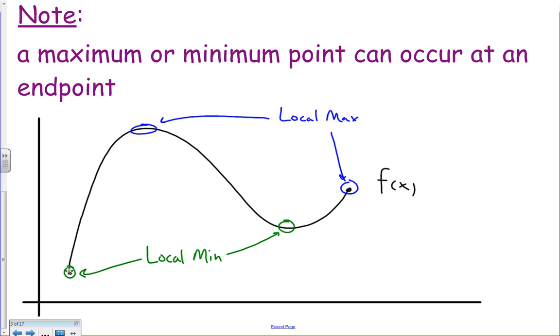All right, and then finally, global maximums and global minimums. Now that you have all those labeled, you can look at all these and determine the highest one. That's the global max. So this one right here is going to be the global max. That's the highest point. And it looks like this endpoint over here on the left is your global min. Okay. Global max, global min, local max, and local min.